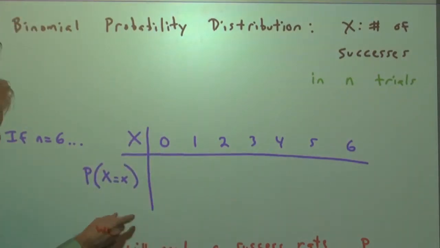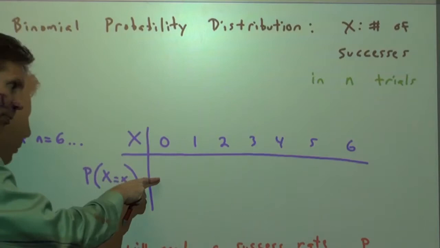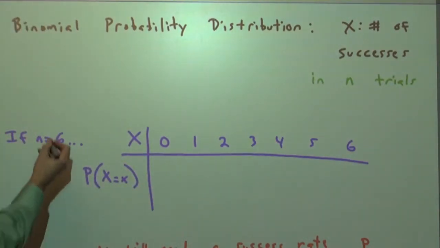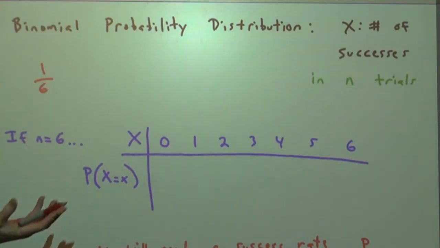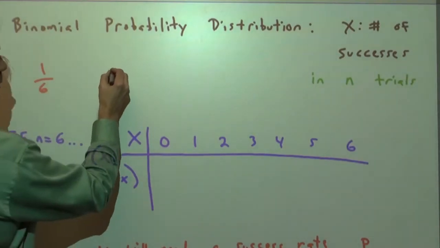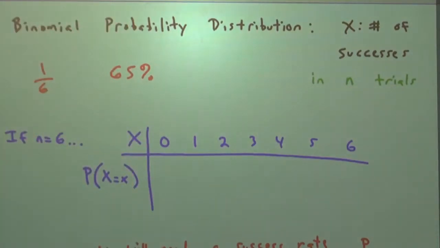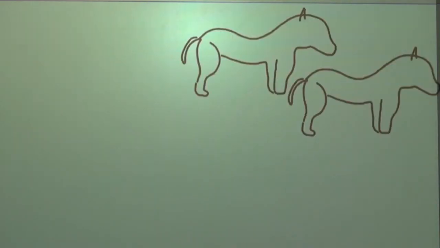We're going to need a success rate so we can calculate these probabilities. And it's these probabilities we want to calculate in a binomial setting. So our success rate could be, hey, you got a 1/6 chance of rolling a 5. Or there might be a problem that says, hey, 65% of voters approve of this initiative or whatever. So we'll be given a success rate and we'll be able to find the probabilities.